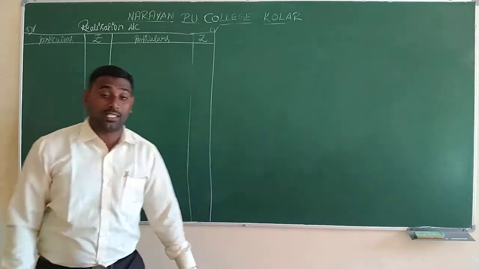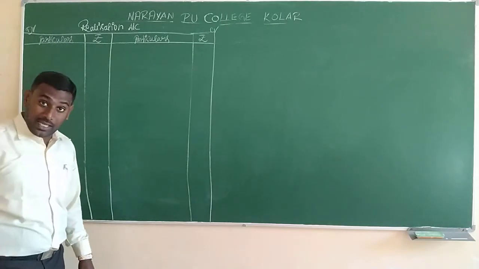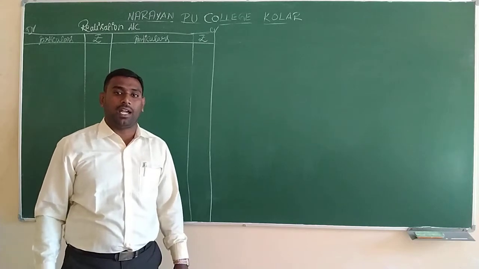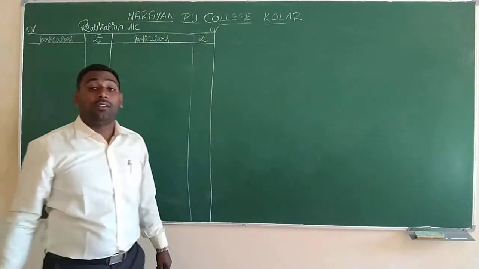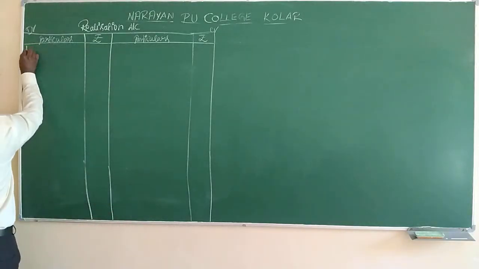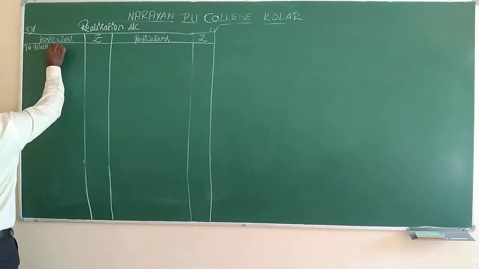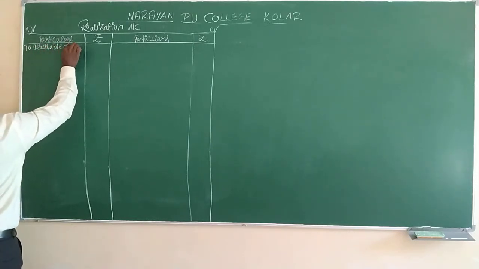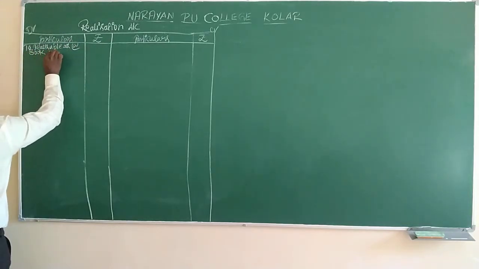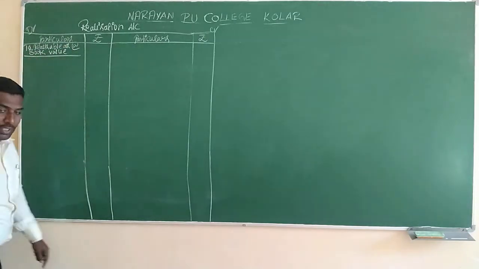What is given in the realization account: to realizable assets at book value. Realizable assets at book value means the assets the company has which they are ready to sell, that we have to record at book value. Under step number 1, we write here: to realizable assets at book value. We have to underline this.